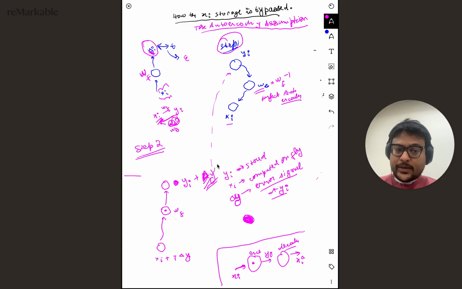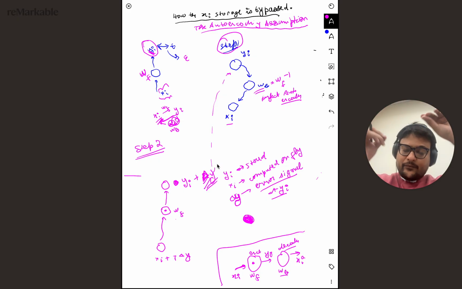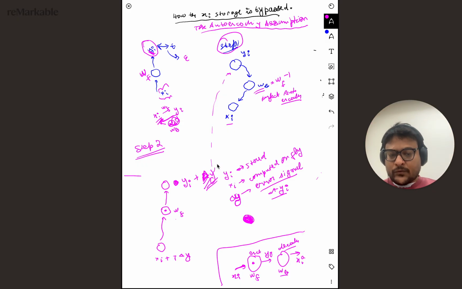Okay, so now let's assume that when you're doing a forward pass, your weights are wf, and then you're trying to reconstruct the input xi from this output activity yi. So this is another kind of network, the backward network, through which you learn this decoder network which goes from yi to xi.